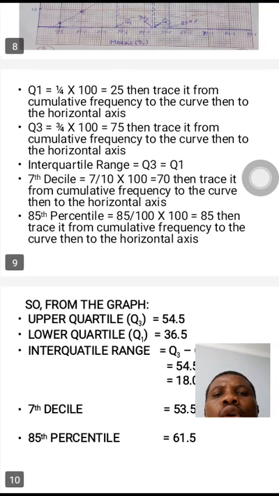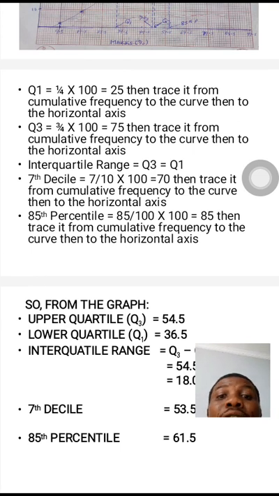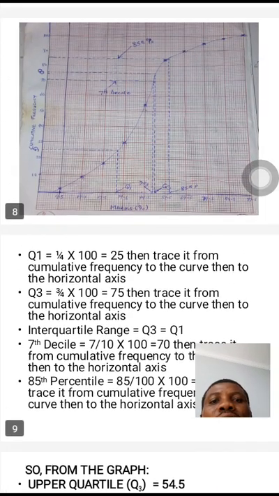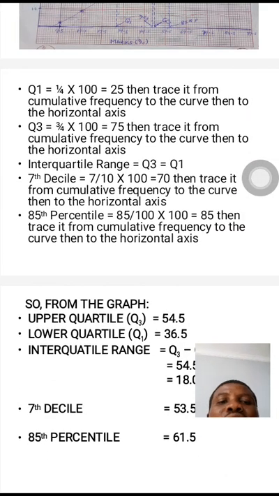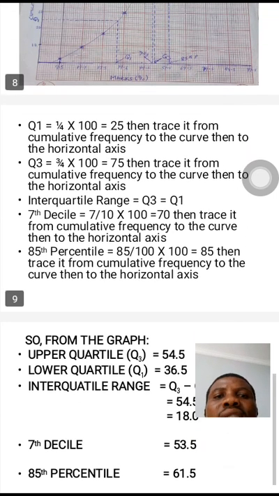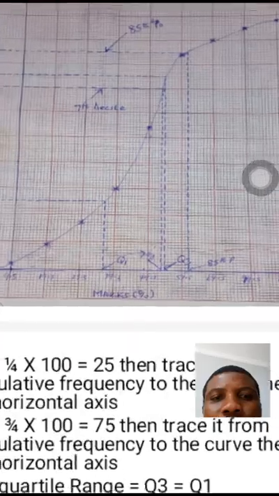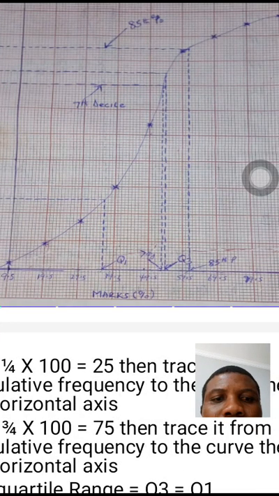And the last one, for us to get the 85th percentile, you first calculate 85 over 100 times 100, which also gives us 85. So go to our cumulative frequency. Draw a straight line from 85 to the curve, and from the curve to the horizontal axis. So what we get there is our 85th percentile. Now, look at the graph very well. These are Q1, these are Q3, these are the 85th percentile, and these are the 7th decile.